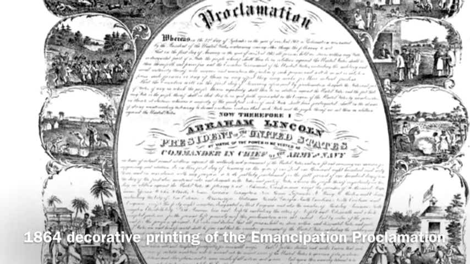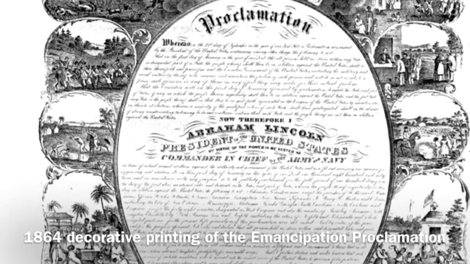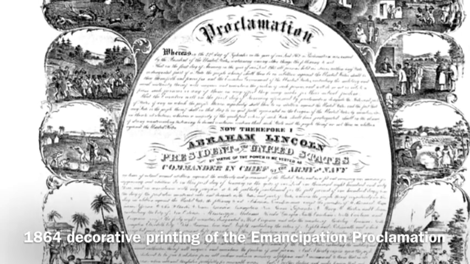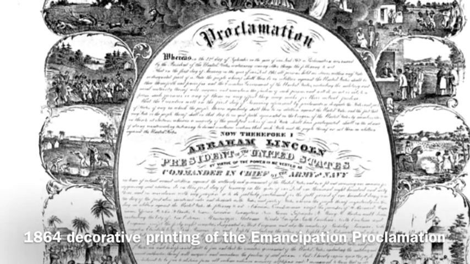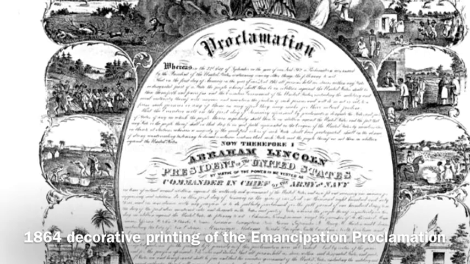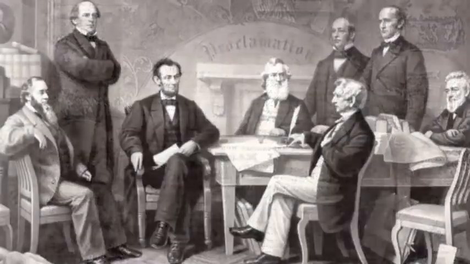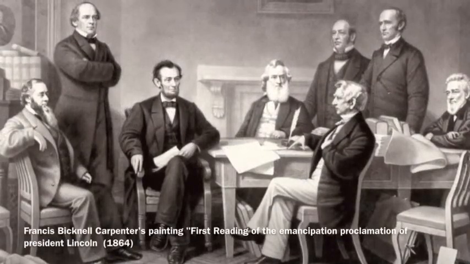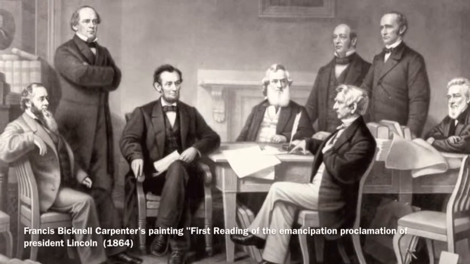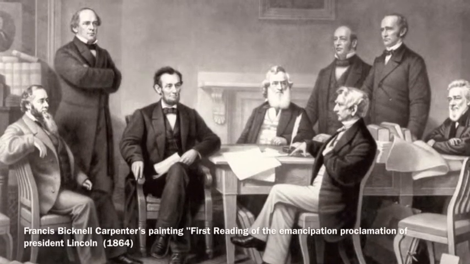It declared the freedom of slaves in 10 states that were still fighting. This meant 3 of the 4 million slaves in the US were to be freed. The proclamation was based on Lincoln's constitutional authority. It was not a law passed by Congress. The proclamation declared that all persons held as slaves within the fighting states are, and henceforward shall be free.